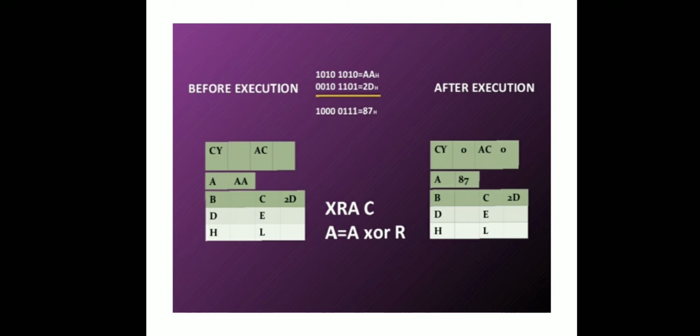For example, XOR with register C. Here register C has data and it is XORed with the content of the accumulator. After execution of this instruction, the result is stored in the accumulator, and the auxiliary carry and carry flag are reset.